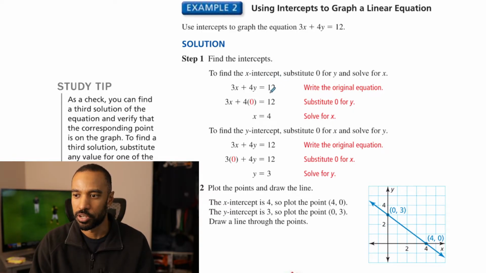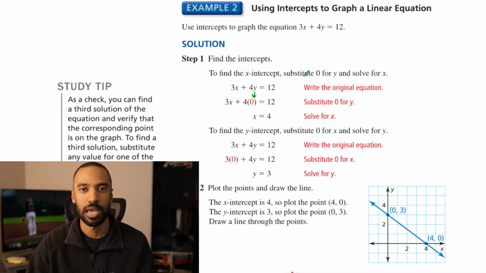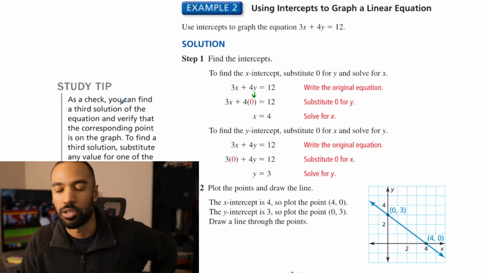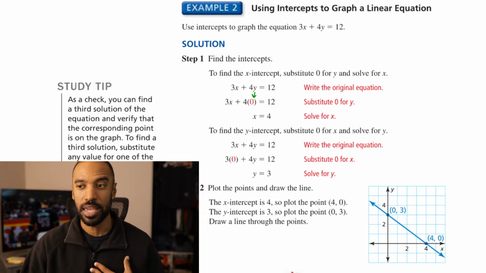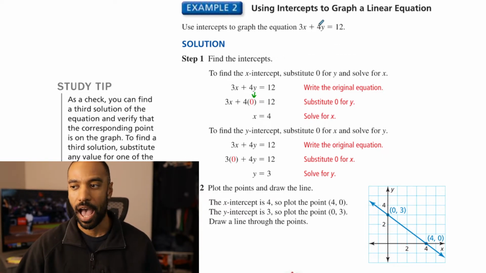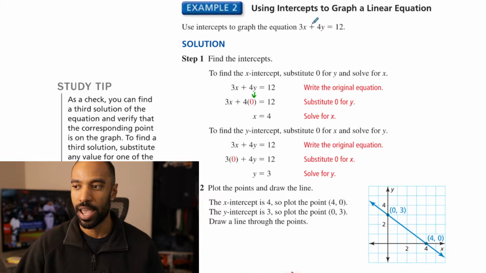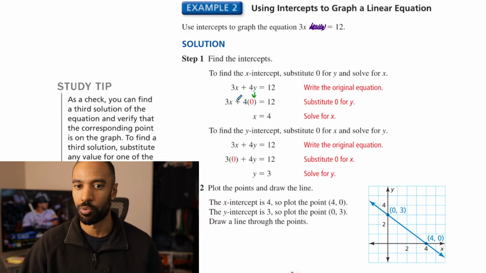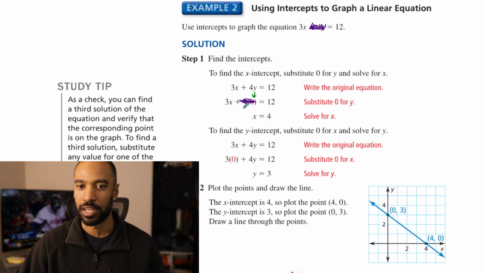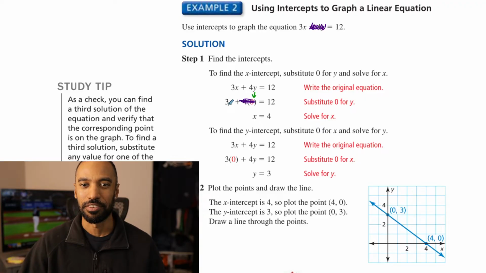To find the x-intercept, we set y equal to 0, substitution. Now, what is 4 times 0? It's 0. What is 3x plus 0? It's 3x. So here's what I'm going to do a lot of. What happens when you substitute 0 for y? This term goes away. What does your equation now say? 3x equals 12. What does theirs say? Well, they didn't really write it, but 3x equals 12. They divide both sides by 3, and then they get x equals 4.